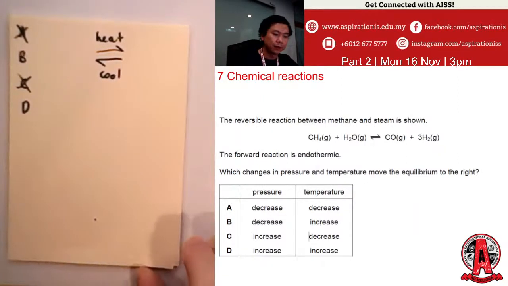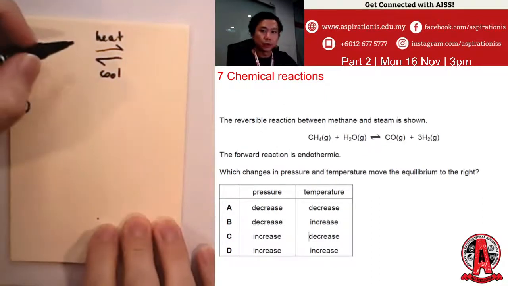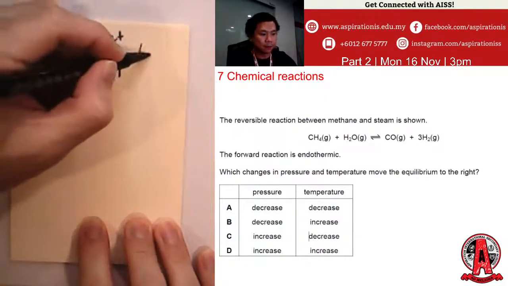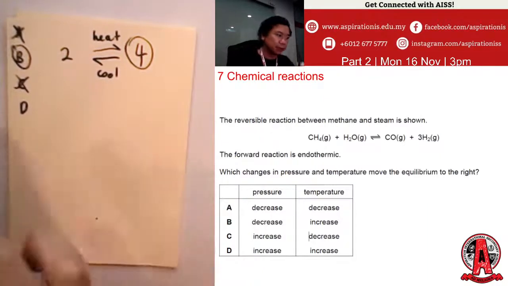Now for pressure, you need to look at the moles. Firstly, you need to check whether they are all gases. Methane is a gas, water is steam, a gas, carbon monoxide is a gas, hydrogen is a gas. So they are all gases. You have 2 moles versus 4. If you want to move the equilibrium to the right, you need a pressure condition that favors the side with more moles. So I would go with decreasing the pressure, because decreasing the pressure favors the right side with more moles of gas.